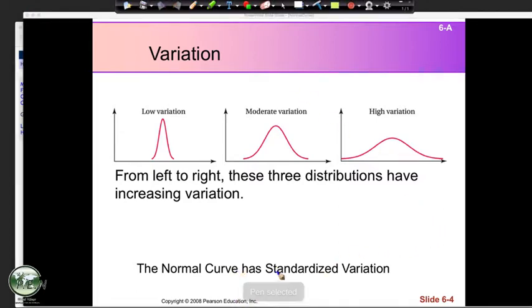So the normal curve has standardized variation. And what that means is we force it to look a certain way, so it'll look more probably like this moderate variation here. You're going to see a single peak and coming down.